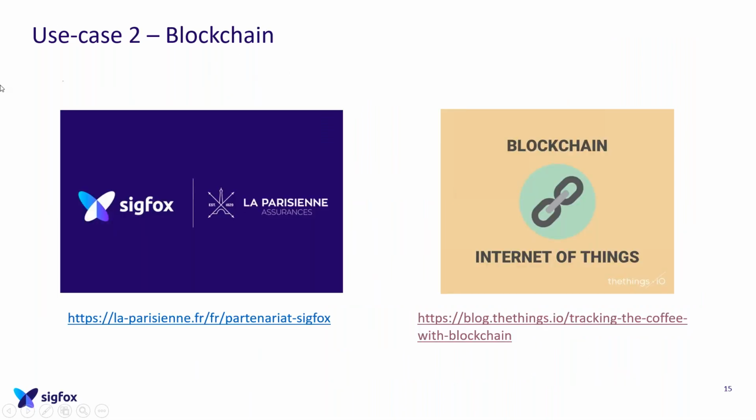The second one we are seeing now is about integrating blockchain usages with IoT. This has been done, for example, with La Parisienne Assurance and Sigfox France, sorry, or also with thethings.io. It's basically some of those new insurance 4.0 use cases that we've now seen, where you are able to show complete visibility of the chain to the customers using blockchain technology. I very much encourage you to check those links because it's really interesting work. It's basically adding transparency for customers.